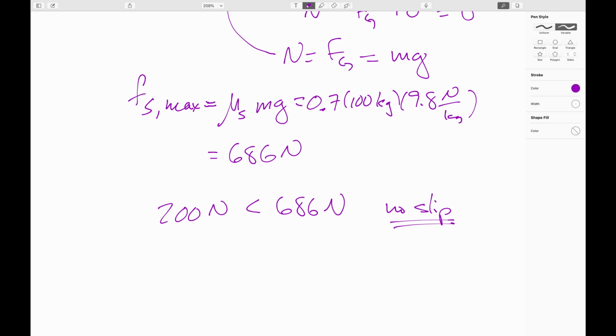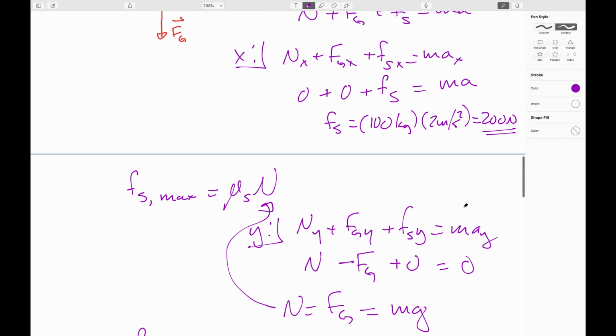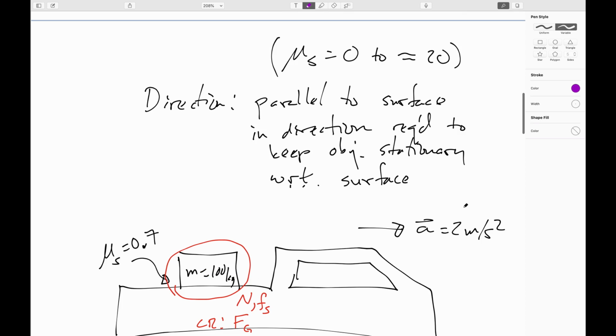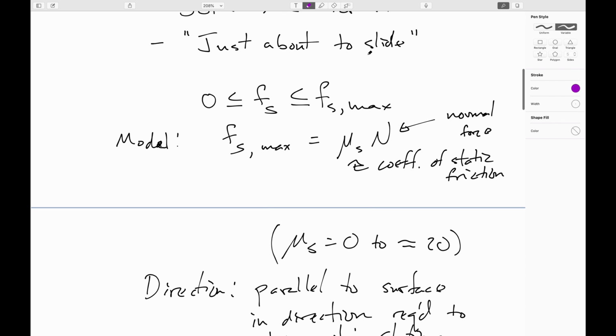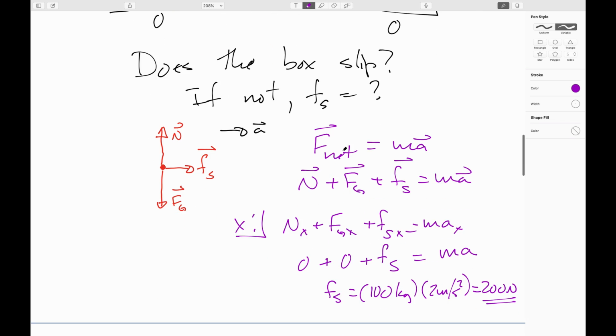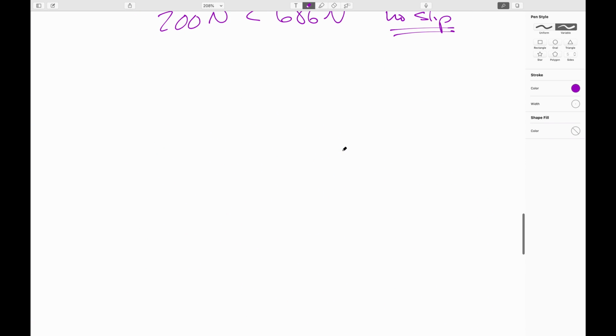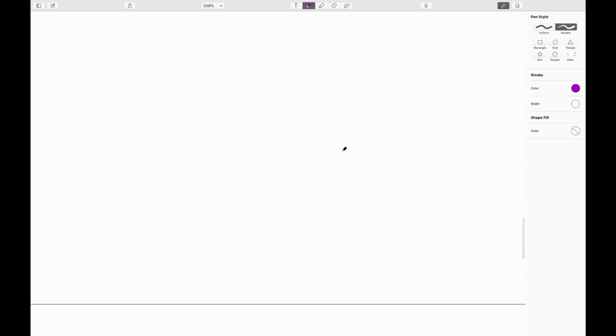Okay, let's do one more example of this, an example where you're given the coded information about the object being just about to slide. This is a famous problem called the angle of repose. And if there happens to be an MCAT in your future, odds are really good that this is going to be one of the standalone questions.